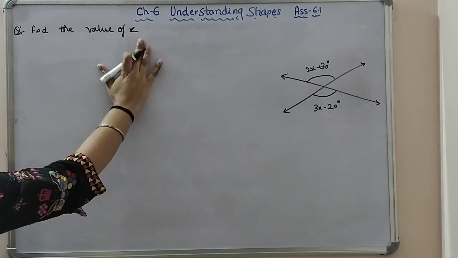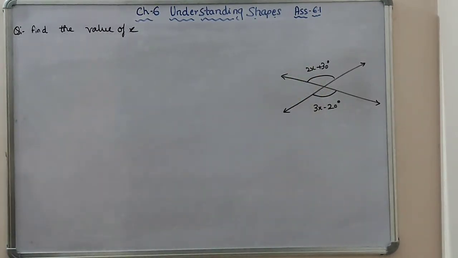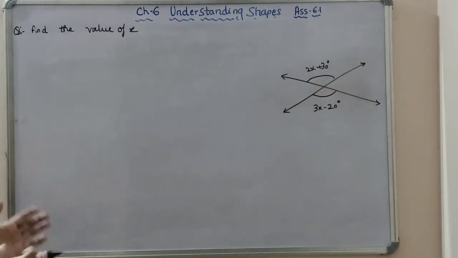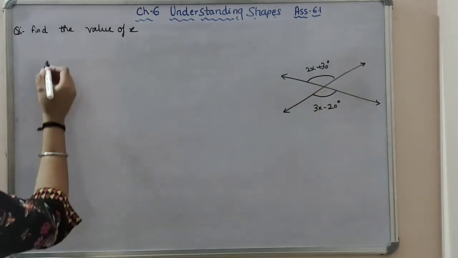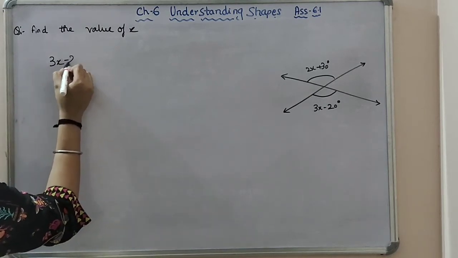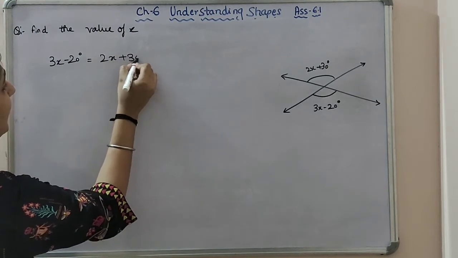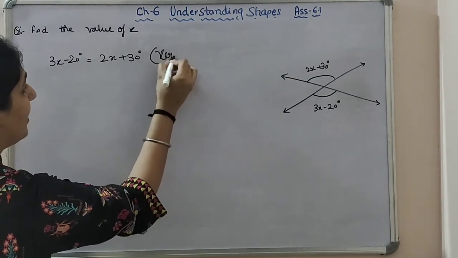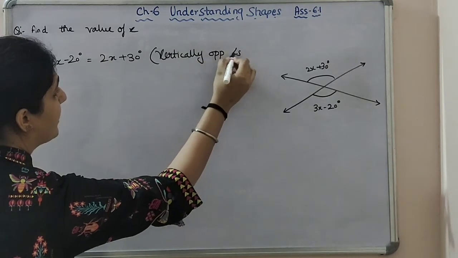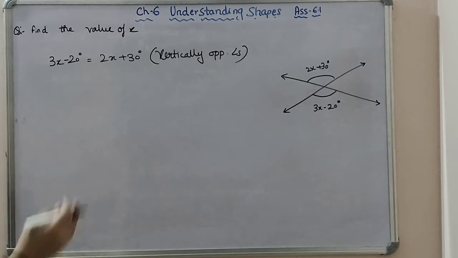Find the value of x. In this figure, you can see two angles are given to you and these are vertically opposite angles. Why? Because they are formed by the intersecting lines and they are forming an x figure. So both are equal. So we can write it as 3x minus 20 degree is equal to 2x plus 30 degree. Why? Because they are vertically opposite angles. Okay. So we have to find out the value of x.